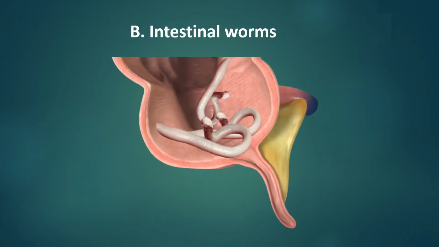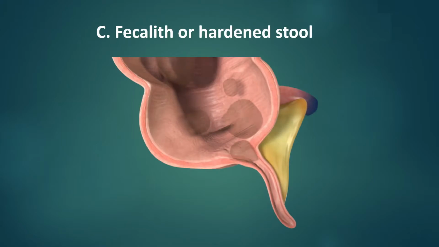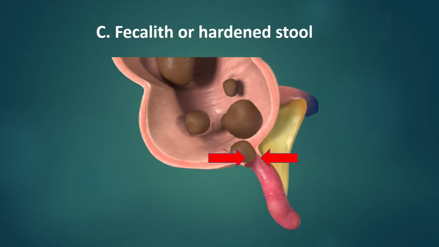Intestinal worms have been reported to cause appendicitis by obstructing the appendiceal lumen. This leads to bacteria trapped inside, creating an inflammatory reaction. Same goes with fecalith or hardened stool. The obstruction of the appendiceal lumen causes the bacteria to be trapped inside, thus leading to an inflammatory response.